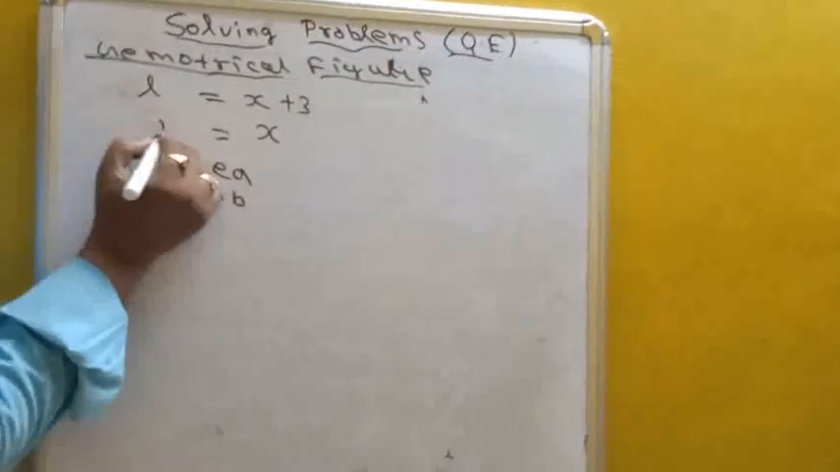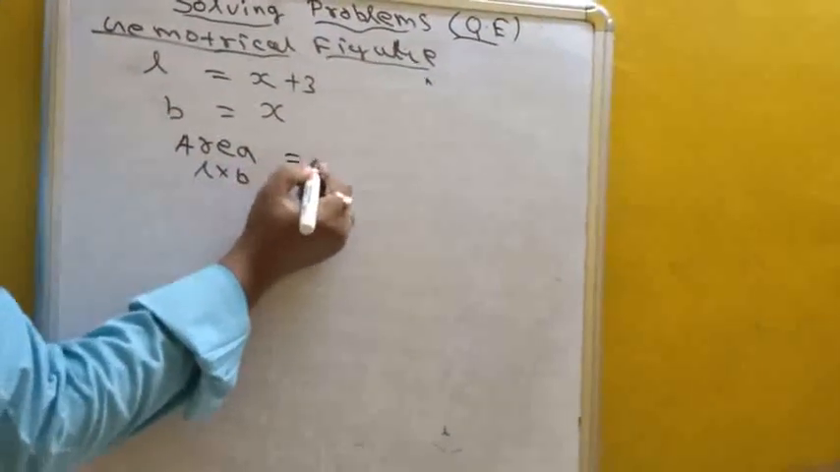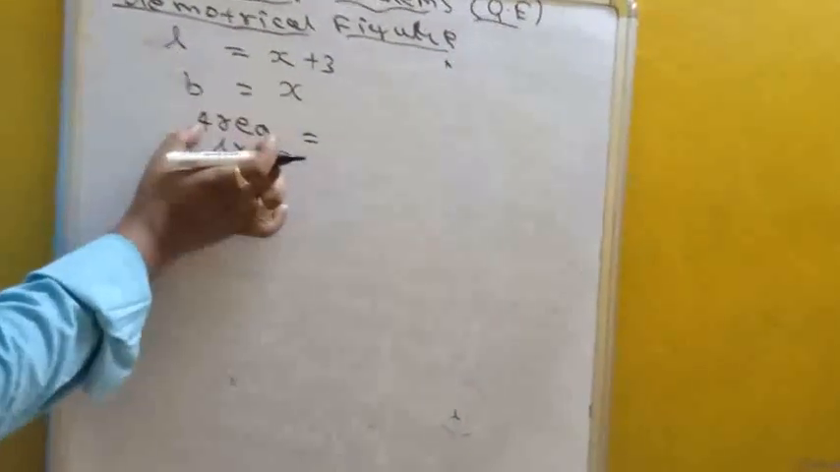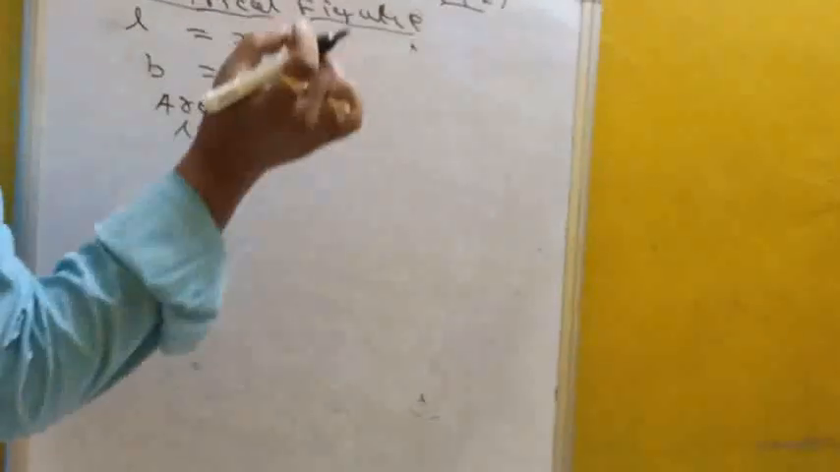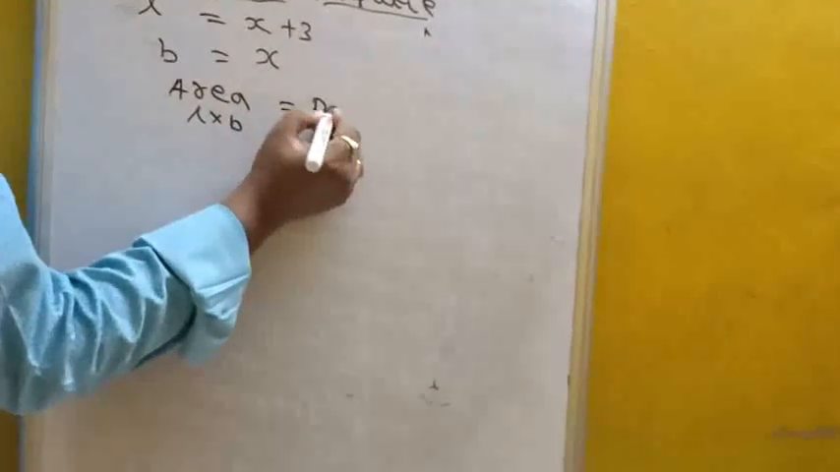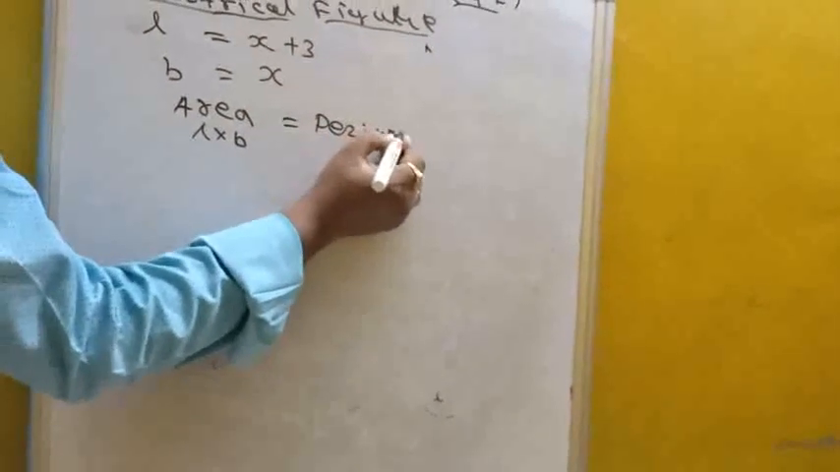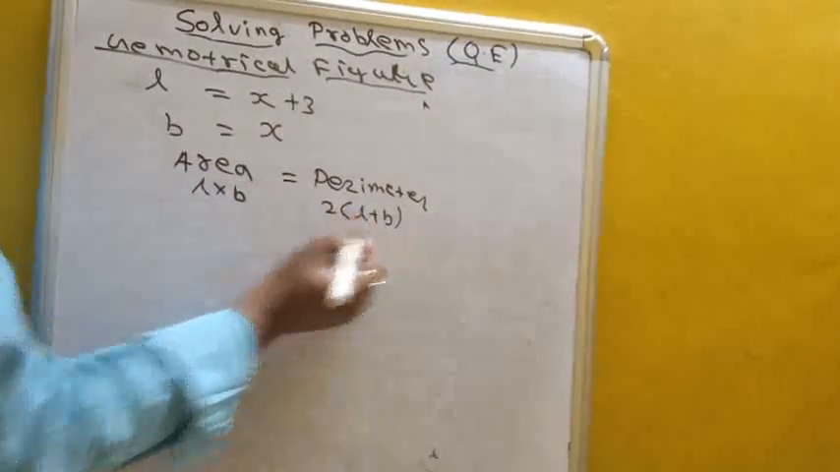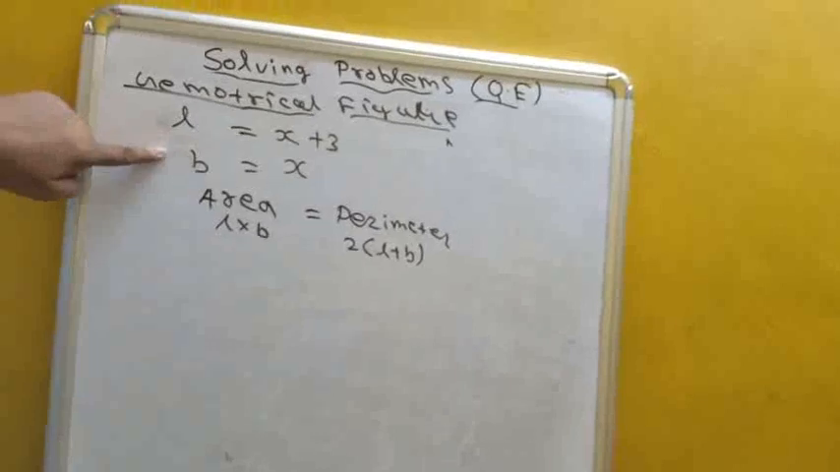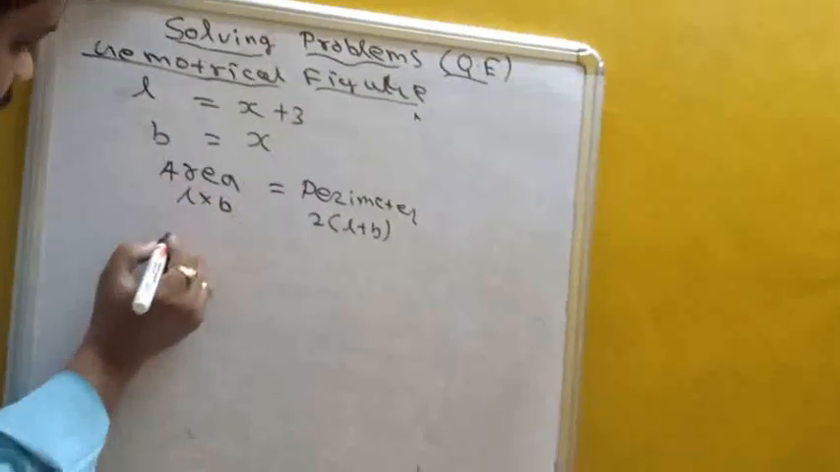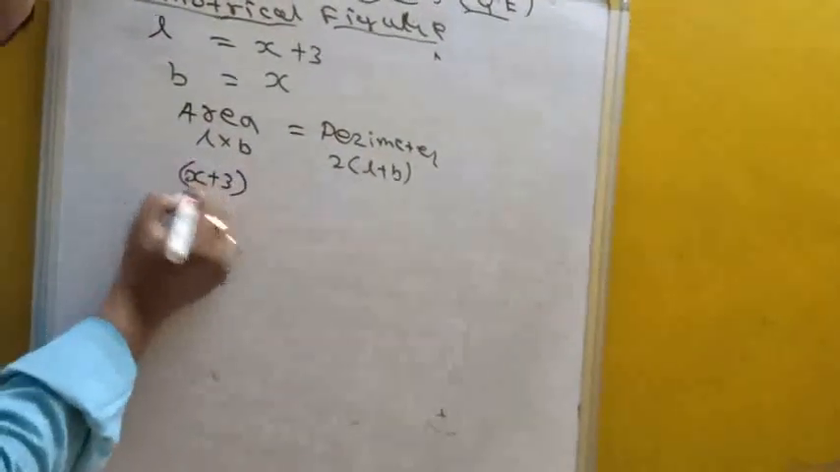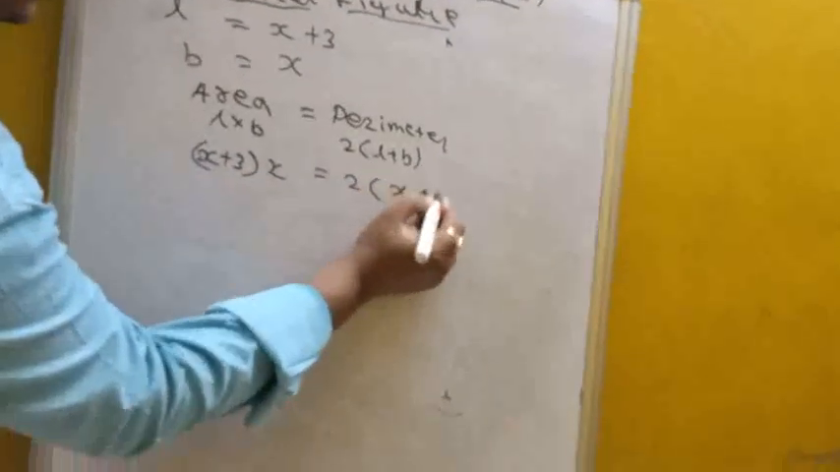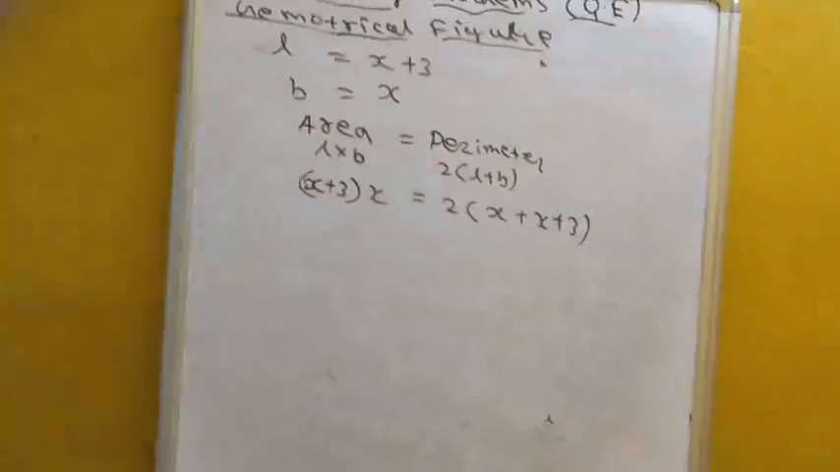L into B equals the perimeter. Numerical value means if the area is coming 52, the perimeter is also coming 52. It is just a number, not a unit. The perimeter's formula equals 2 into L plus B. So first, breadth equals x, length equals x plus 3, so you can write x plus 3 into x equals 2 bracket x plus 3. So first read the question.